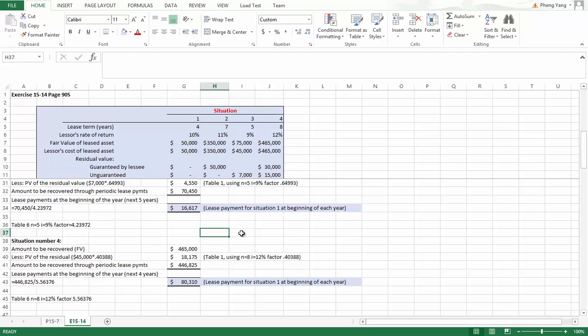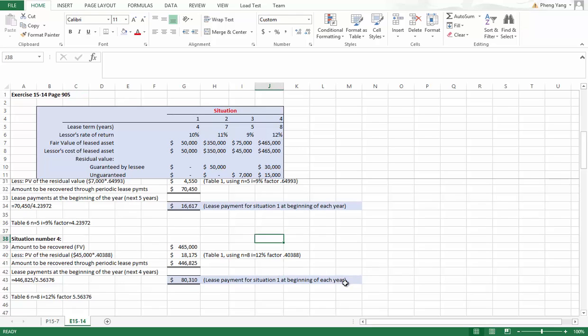And this situation then was for 4 different ones. Number 1 did not have any guarantees or unguaranteed. Number 2 had a guarantee. Number 3 had an unguaranteed, and number 4 had a guarantee and an unguaranteed, which we just added together to get the 45,000 here.